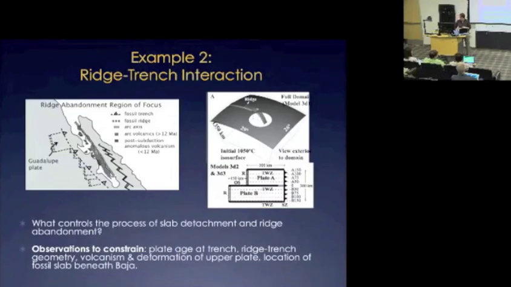We then compared the results to observations: what did we actually see as the plate age at the trench, the point where detachment occurred? What was the geometry that was used to create the models? And then looking at the volcanism and deformation of the upper plate in Baja California and the location of the fossil slab beneath Baja. There's nice seismic imaging of a little portion of the Farallon plate that's still stuck underneath Baja California. So that gives you a constraint on where detachment actually occurred.